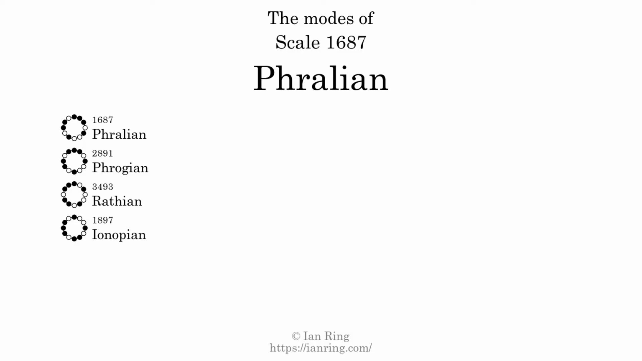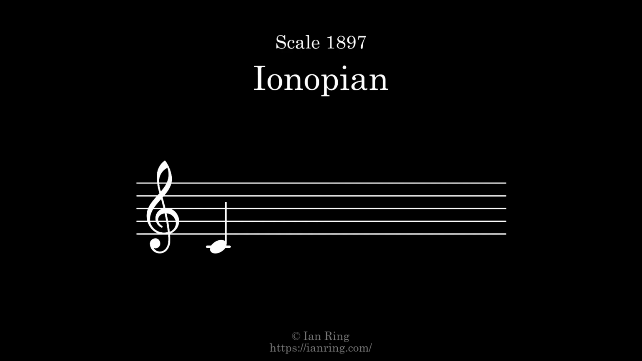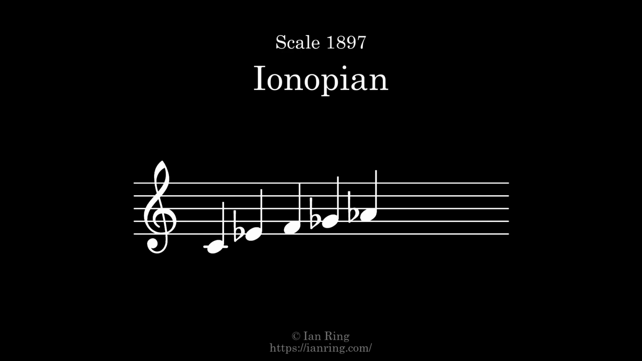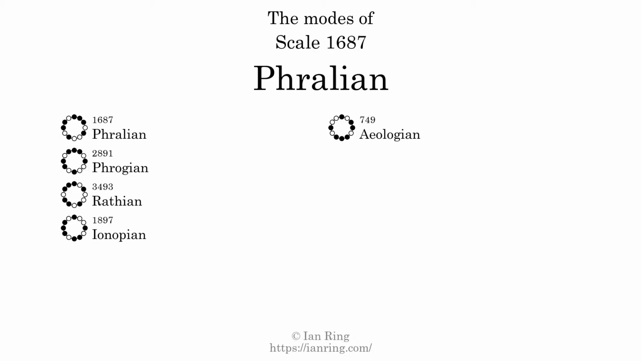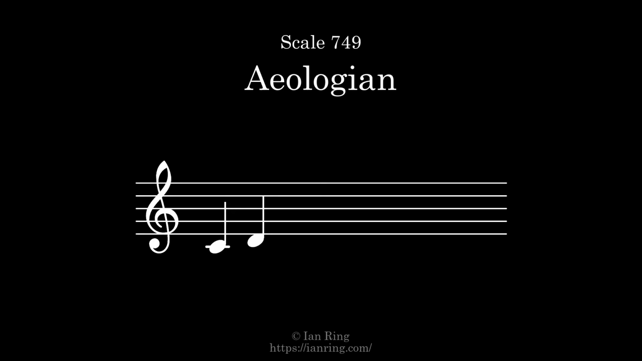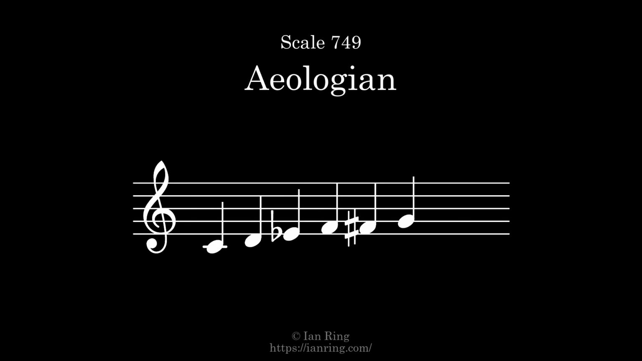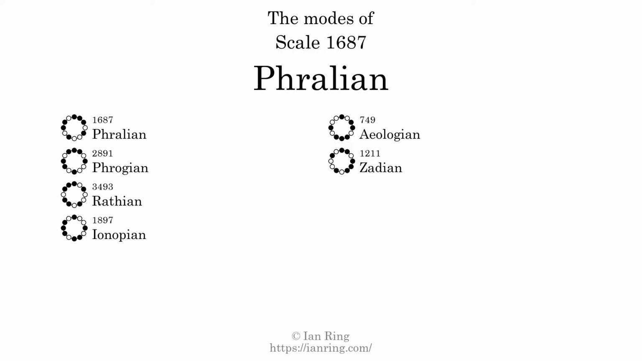The fourth mode is scale 1897, also known as Arnopian. It sounds like this. The fifth mode is scale 749, also known as Eulogian. It sounds like this. The sixth mode is scale 1211. Also known as Zadian. It sounds like this.